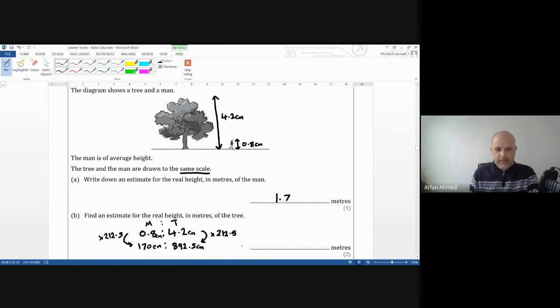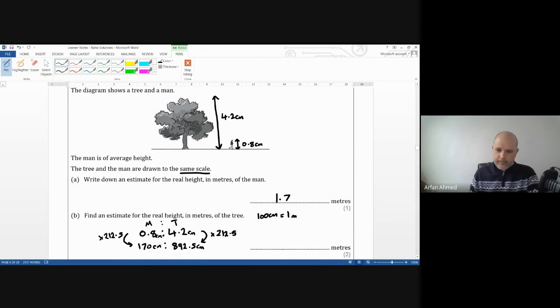892.5 centimeters. We want it in meters. Okay, so we're going to have to change it back to meters. So obviously there's 100 centimeters equal to 1 meter. So how many hundreds go into that? Divide your answer by 100.